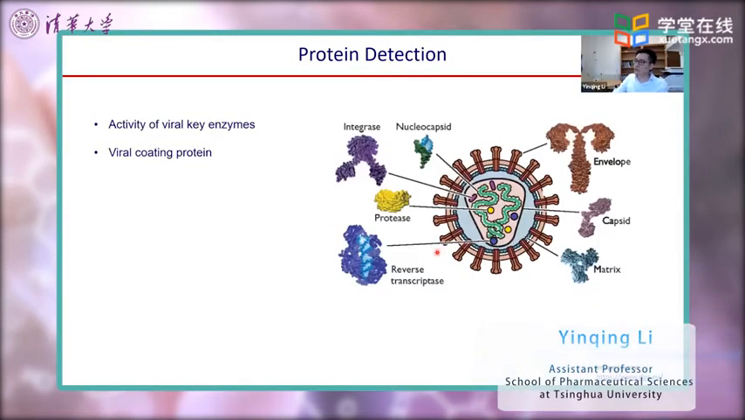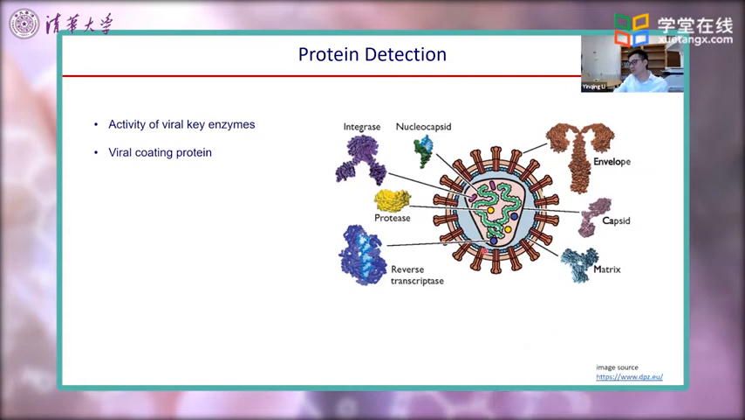As we mentioned earlier, a virus has a coating protein forming its protective shell, right? And in addition to that, the virus also has some key enzymes like integrase, protease or transcriptase. And so one way is to indirectly detect the activity of these enzymes as a way to detect the presence of the virus. But as you may guess, it's similar to the cytopathic effects that we just talked about.